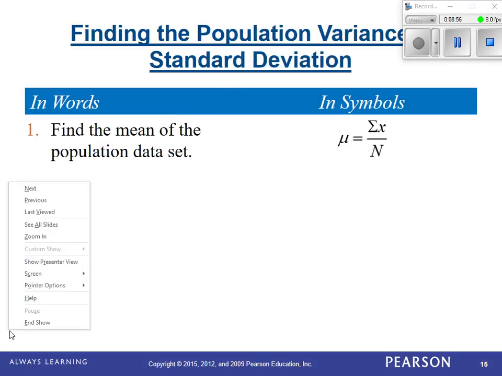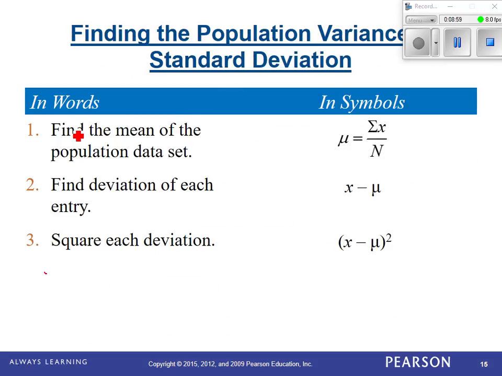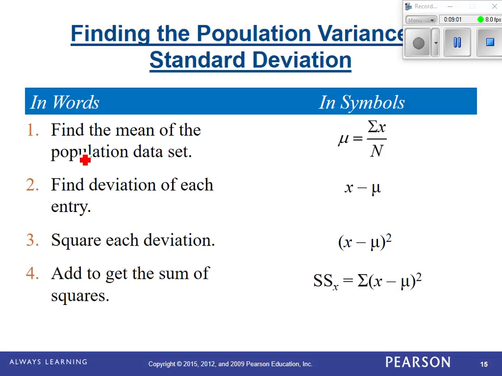All right, so to do this, I'm going to put these steps up here. There are 6 steps to finding the population variance and standard deviation. First thing you do is find the mean. So you add them all up, and you divide by how many are in the set, which is n. And that's what this formula right here tells you. Mu stands for your mean, summation x there, so you add up all the x's. Then you divide by how many numbers there are in the set.